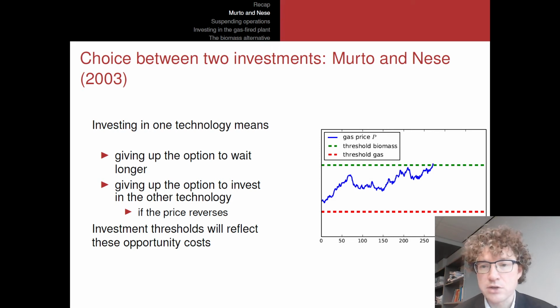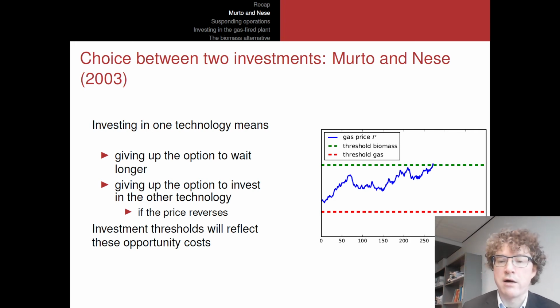So these thresholds will reflect those opportunity costs of throwing away that option value: both the option value of waiting longer and the option value of being able to invest in the alternative technology. Again, we want to figure out how high these option values are, because this will allow us to figure out where these thresholds should be. So that's what we set out to solve.